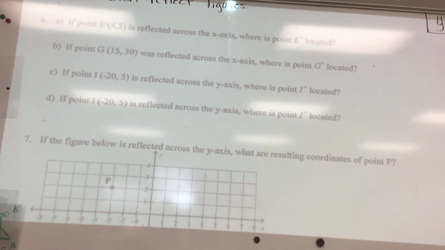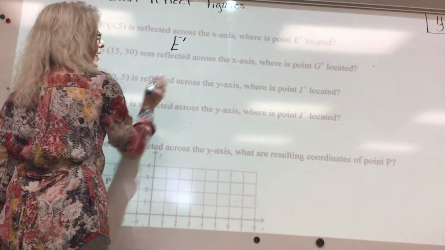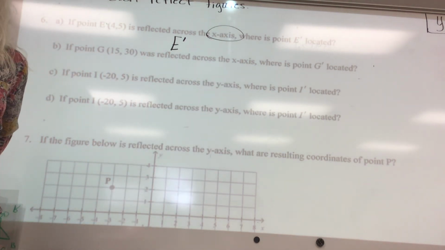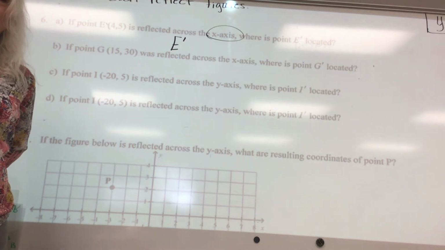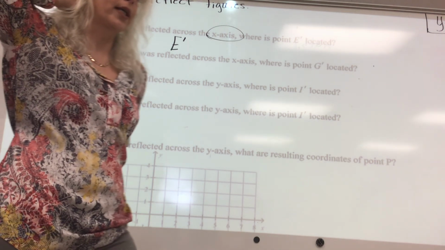Number 6, if point E is reflected across the x-axis, where is point E prime located? So we're trying to find out where E prime is located. We're reflecting across the x-axis. Which number is going to stay the same, the x or the y? The y. When you're reflecting across the x-axis, go back to number 1 and look.